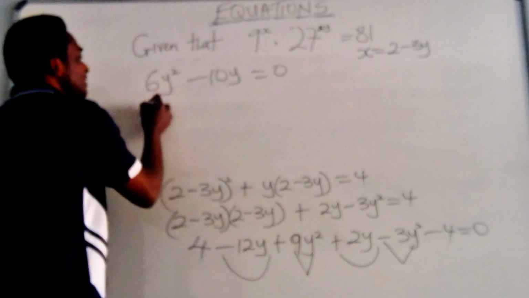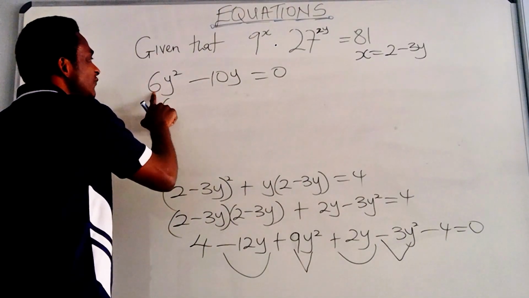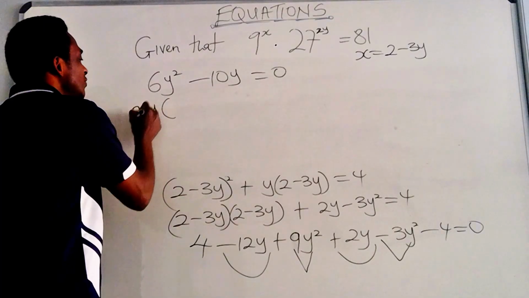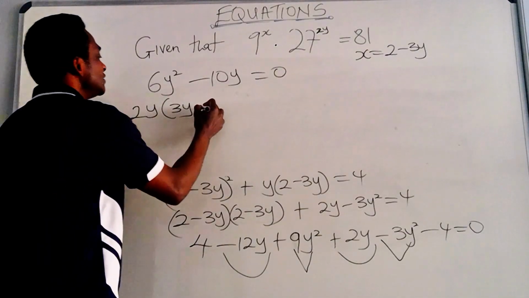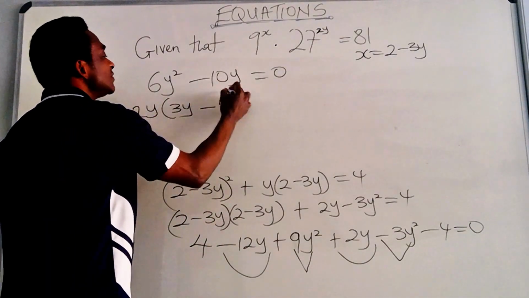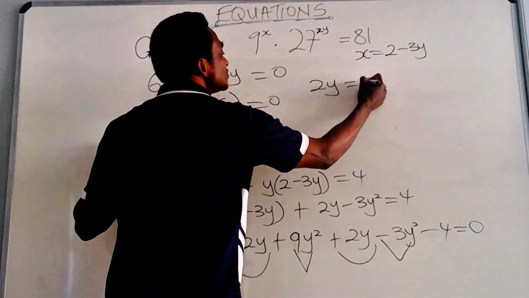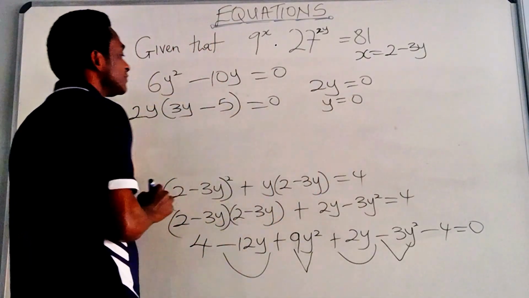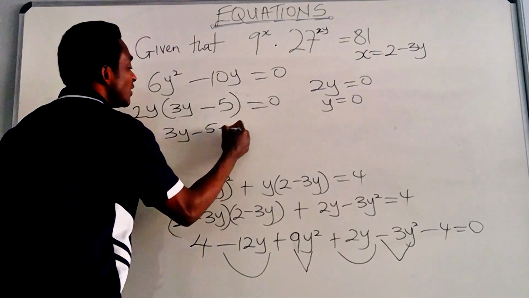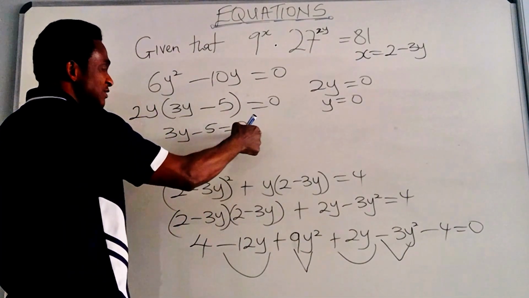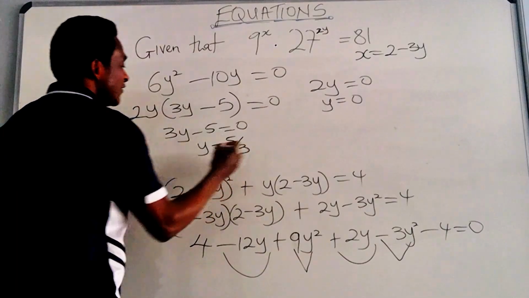We can factorize here. If we take out the common factor, it is y for both of them, and for 6 and 10, 2 can go. So here we have 2y, and 3y minus 5. So the first expression, 2y equals 0, y will be equal to 0. The second expression is 3y minus 5 equals 0. If we collect terms, minus 5 crossing over becomes positive 5. So y will be 5 over 3.